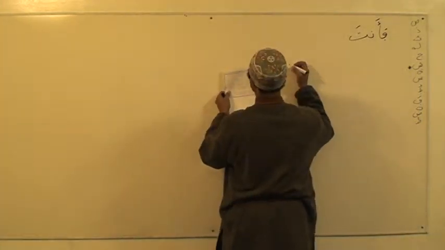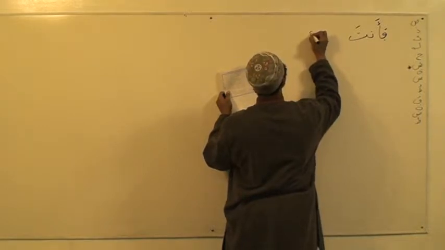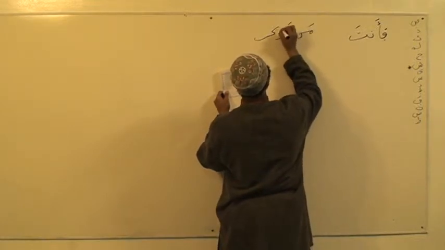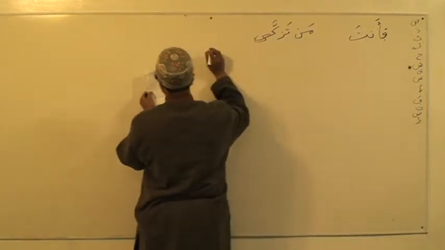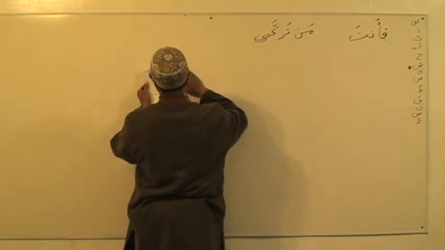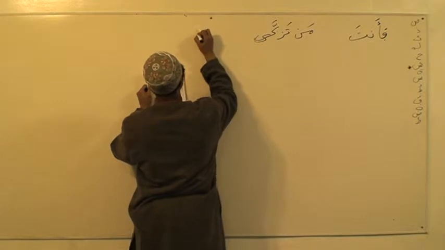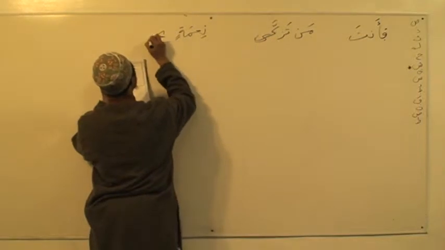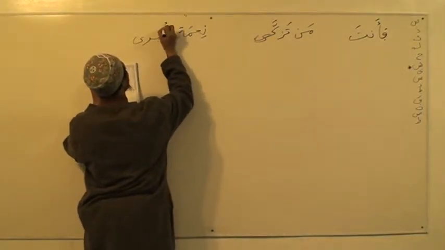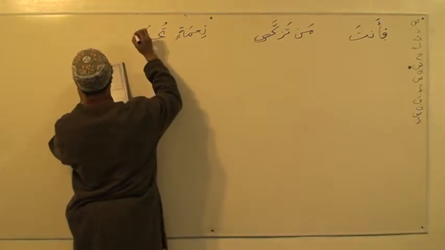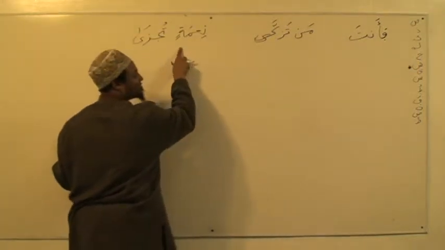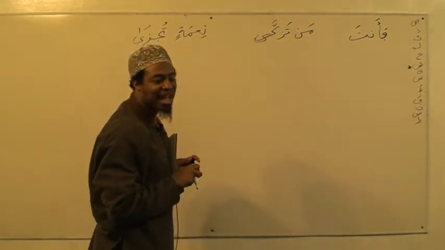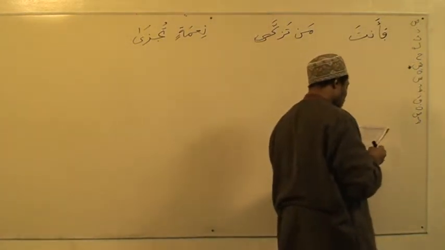So you say فأنت عنه تلاها. Then he says من تزكى. And then the third one would be نعمة تجزى. So we have that one here. نعمة تجزى.